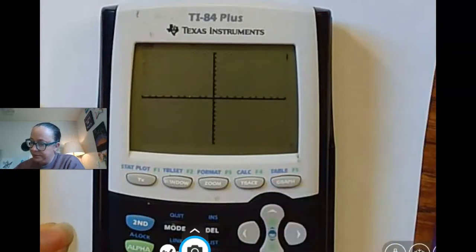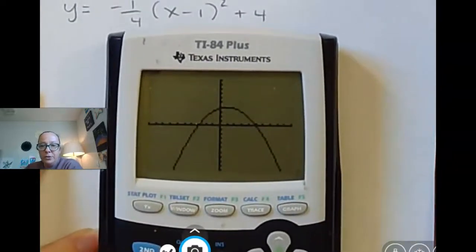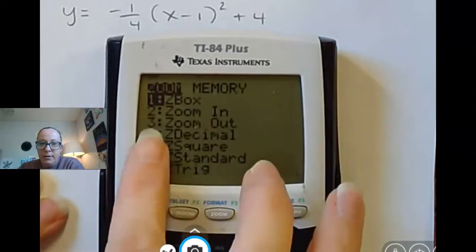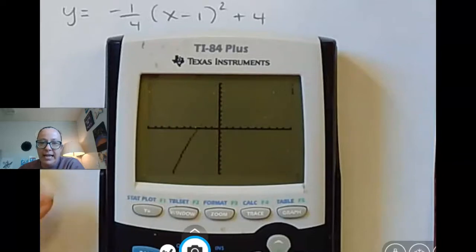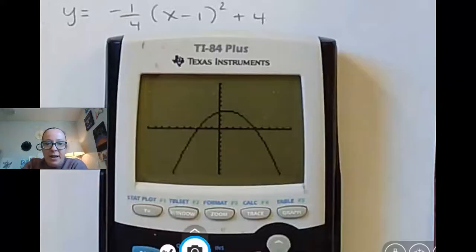I hit graph. If it's not in this nice little standard zoom window, you can hit zoom right here and then 6. You can scroll down to 6, but I just like to hit 6. And then it would take you to the standard window. And that is this graph, okay? But on Desmos, I can just get these values. I can just find them.